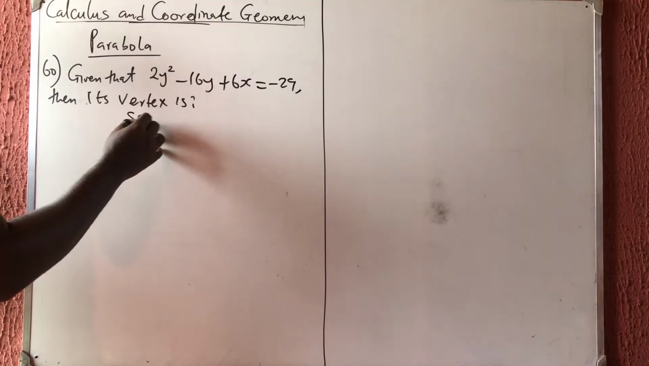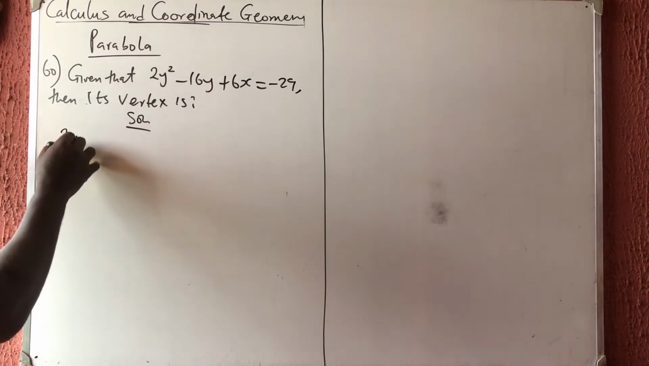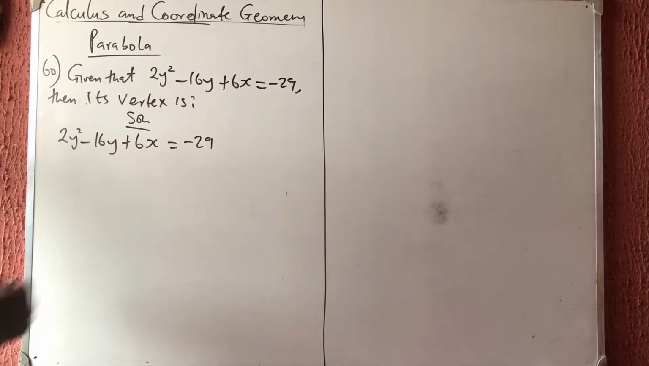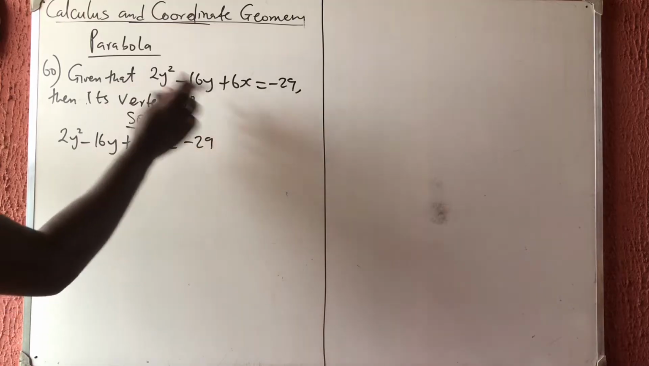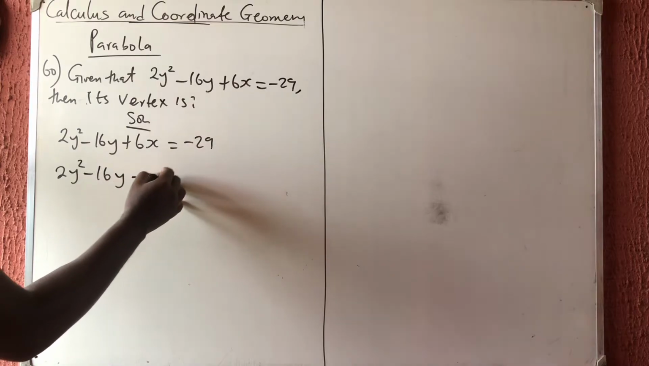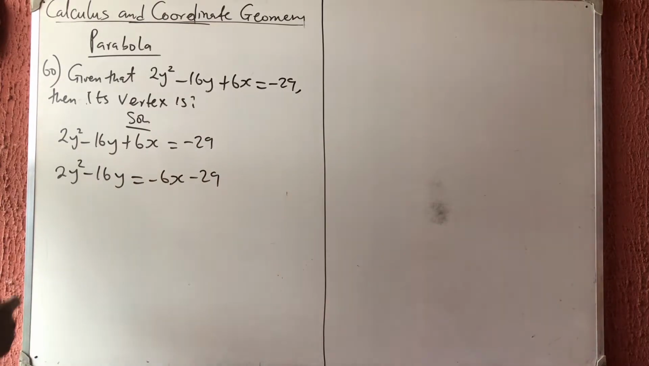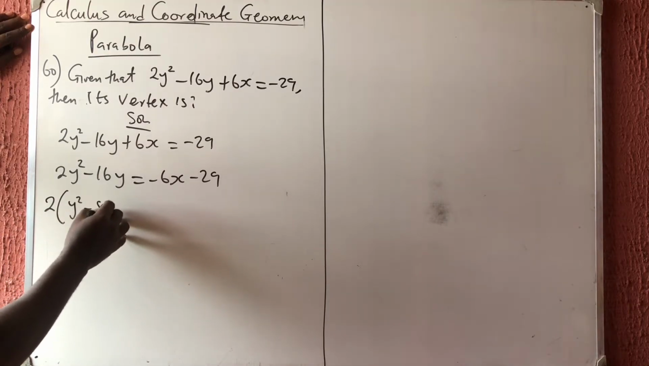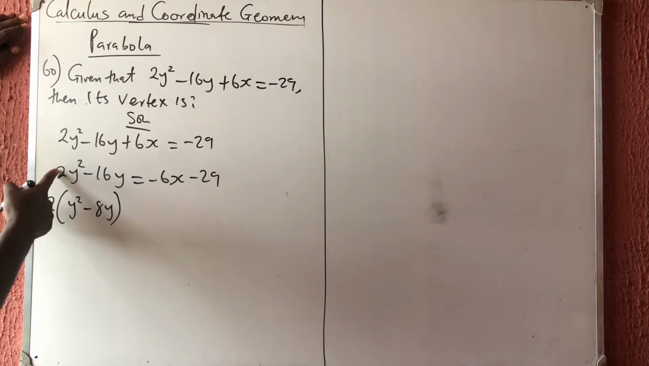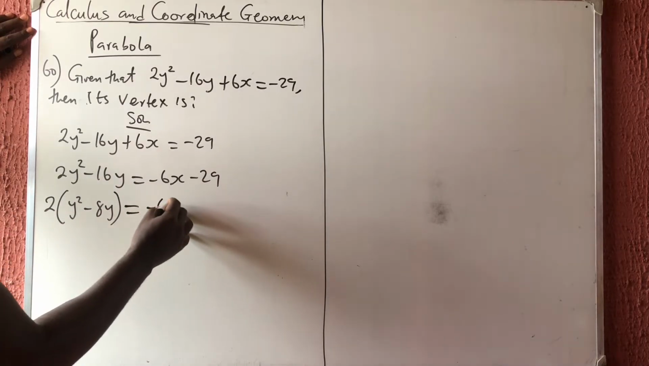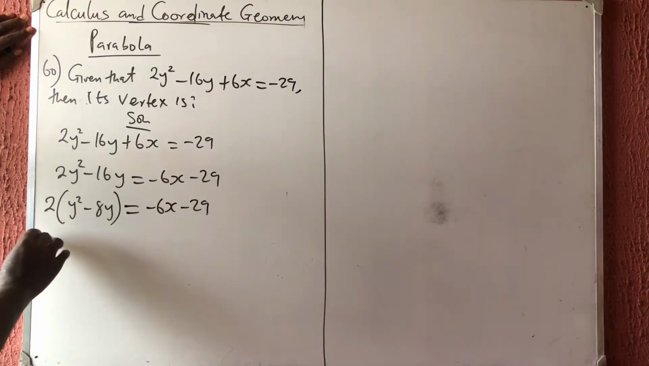So what do we do here? Now let us solve. We have 2y squared minus 16y plus 6x is equal to minus 29. Okay, this one that has square, let us leave it here. Take the other one to this side. So I have 2y squared minus 16y is equal to minus 6x minus 29. Now, let us factorize here. 2 in bracket of y squared minus 8y. In fact, we are not factorizing, we are just bringing out the coefficient of y squared. This divided by this, you're having this. And this divided by this, you're having this. Is equal to minus 6x minus 29.